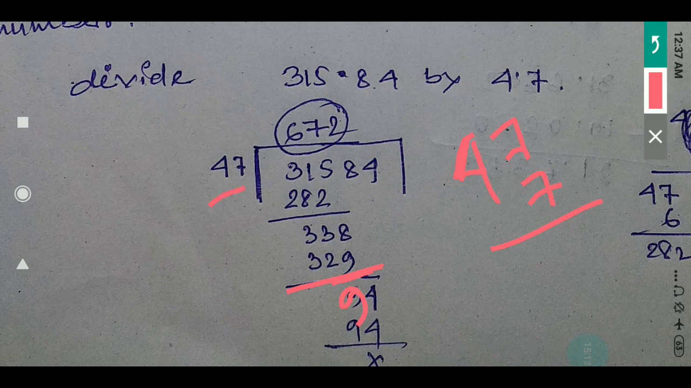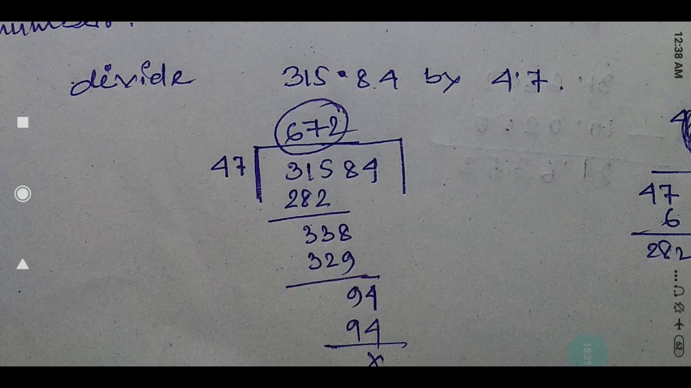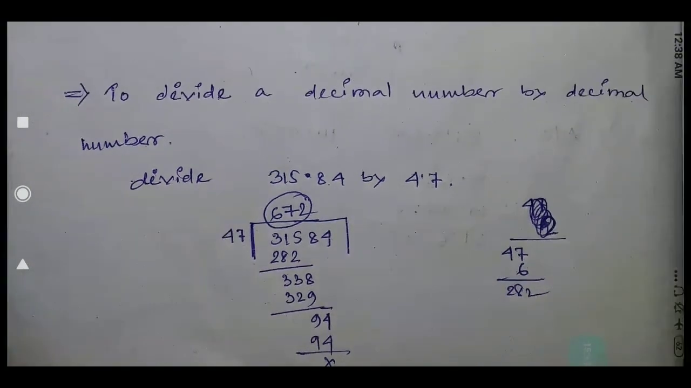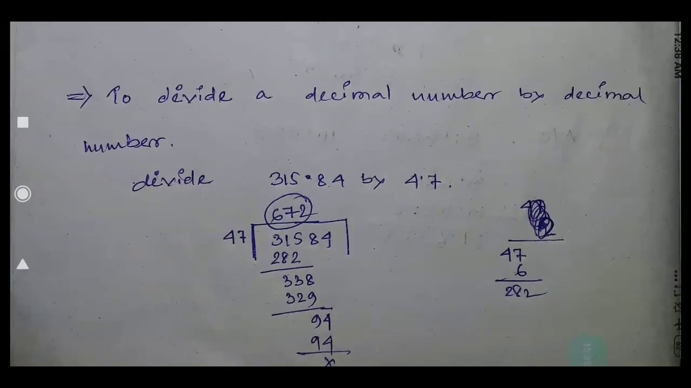47 is bigger, the divisor is bigger than the dividend, so that means you have to take another number. So I have taken this number 4 from the dividend. So now 47 how much are 94? 47 2s are 94. So what is your quotient you have got? The quotient you have got here is 672.